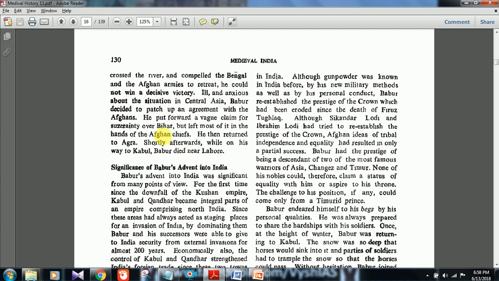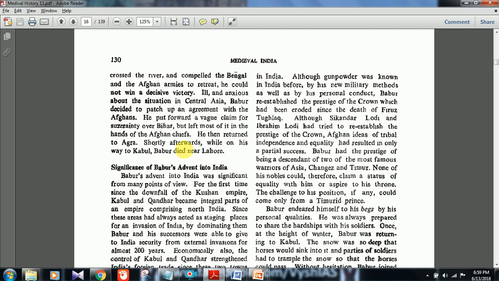Okay, so Babur was successful in the west, successful in Delhi, Agra, successful in defeating Rana Sanga and Ibrahim Lodi. But in the eastern side, the Bengal ruler and Mahmud Lodi and Afghan chiefs, many people tried to plot against him together. He did not have a decisive victory, and also the Bihar areas, eastern areas and all were left under the hands of Afghan chiefs. And while returning, I think he died. Okay, that is the whole story of Babur.